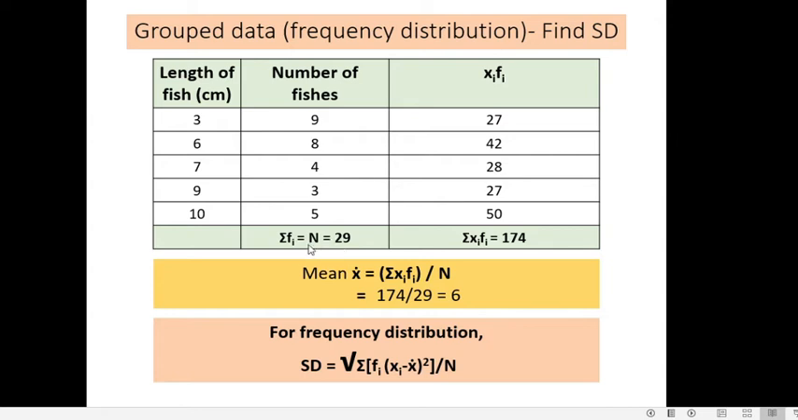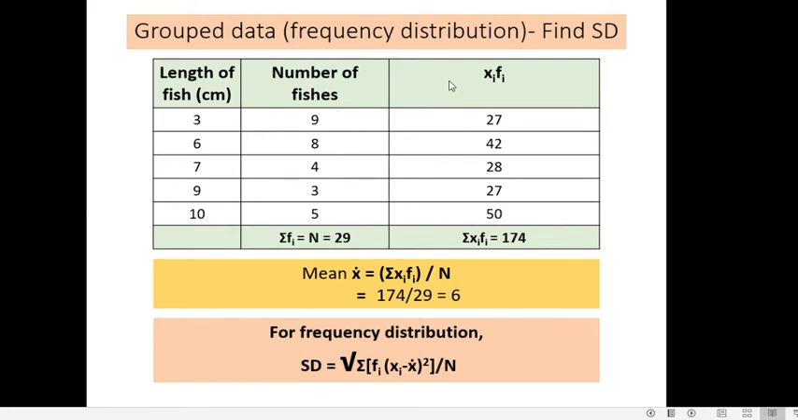N is equal to 29, or it is sigma Fi. Fi is frequency. So this is each observation and this is the frequency of each observation. So the first observation is 3, its frequency is 9. The second observation is 6, its frequency is 8, like that. So it is the sum of frequencies, or the total number of observations, equal to 29.